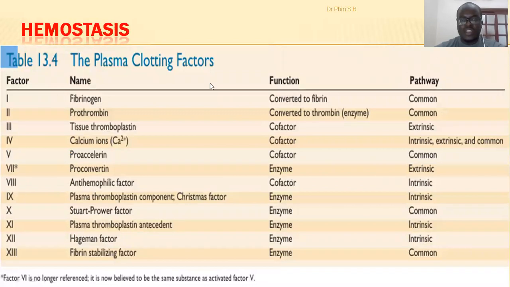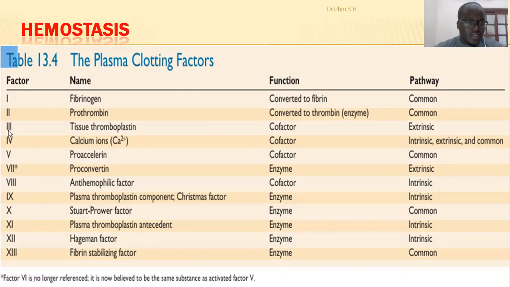The fibrinogen, its function is to be converted into fibrin that will form the fibrin mesh network to reinforce the platelet plug. So you have the fibrinogen, it's mainly produced by the liver. Then the pathway in which it's involved, it's a common pathway. Common pathway means it's also involved in the extrinsic and intrinsic, because the extrinsic pathway and the intrinsic pathway meet at the level of the common pathway, or factor 10, as we'll be discussing pathways later on.